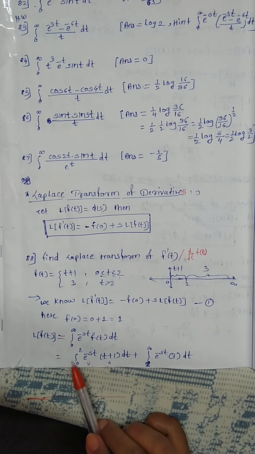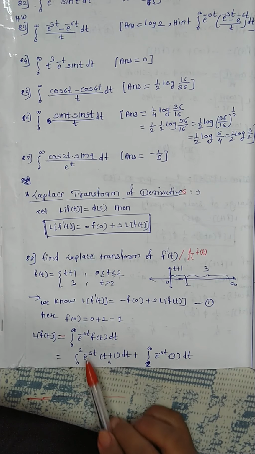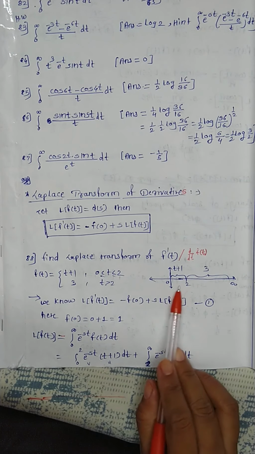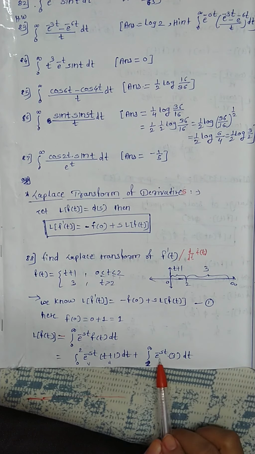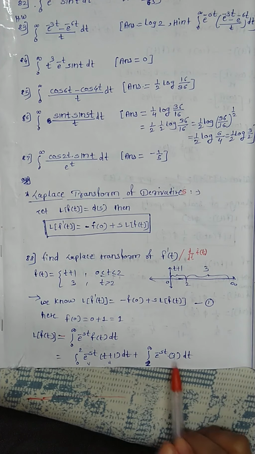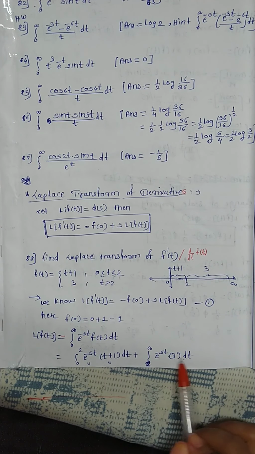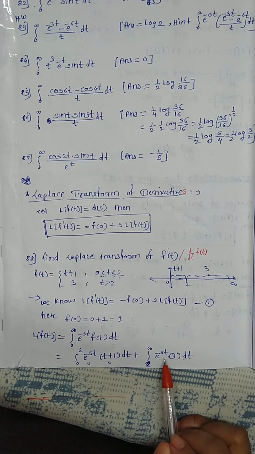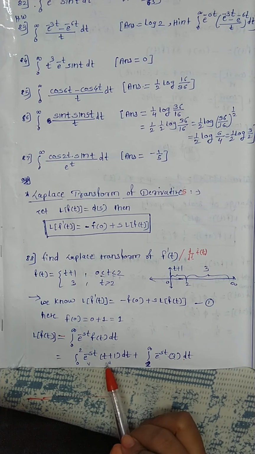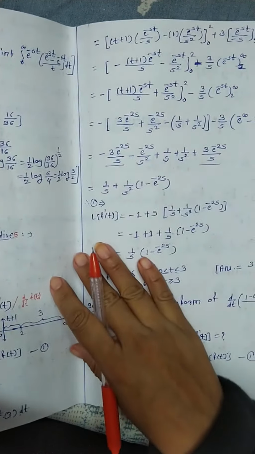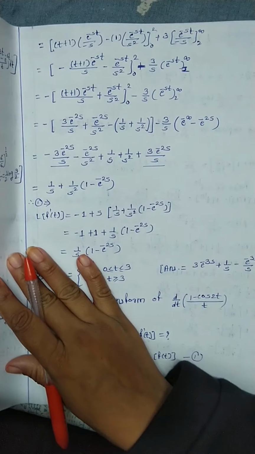That's why it becomes the integration from 0 to 2 of e raised to minus st times (t plus 1) dt, plus the integration from 2 to infinity of e raised to minus st times 3 dt. Now this is very easy. The second integration is very easy: 3 is a constant, just take it outside, and we only have to integrate e raised to minus st with respect to t. And in the first one we have to apply the u into v rule. What is the u into v rule? We know that already.